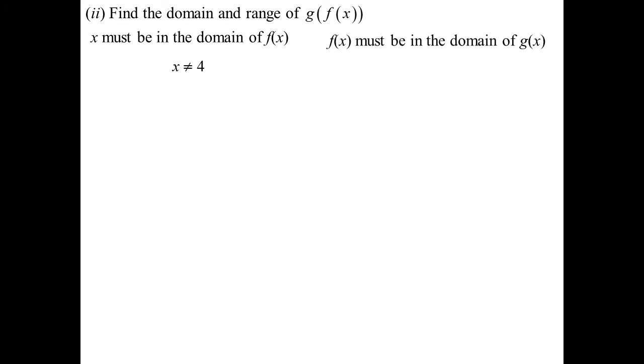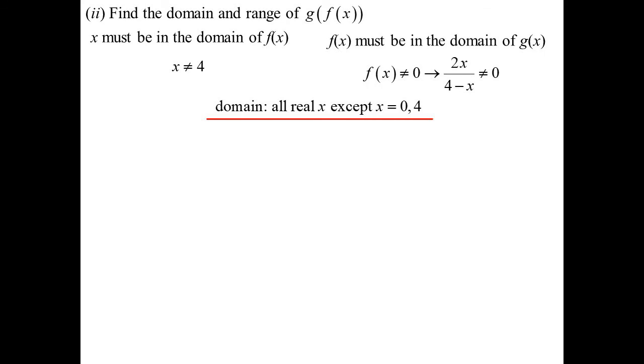Let's go back the other way then. Let's do function f(x) into g(x). So x must be in the domain. This time we know x can't equal 4. But function f(x) must be in the domain of g(x). So this time we're substituting f into g. But we know we can't substitute in x equals 0. Therefore, 2x on 4 minus x can't equal 0. Well, that means x can't equal 0. So our domain for this one is all real x except 0 and 4.